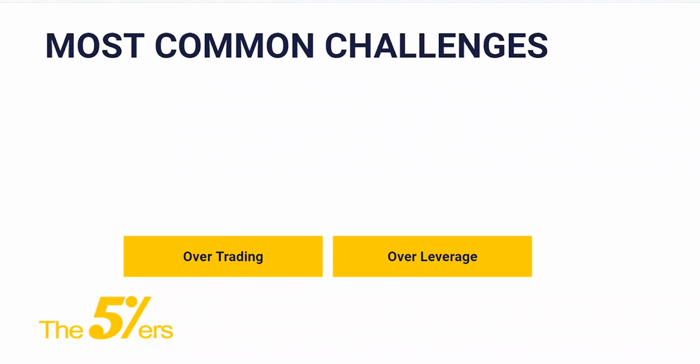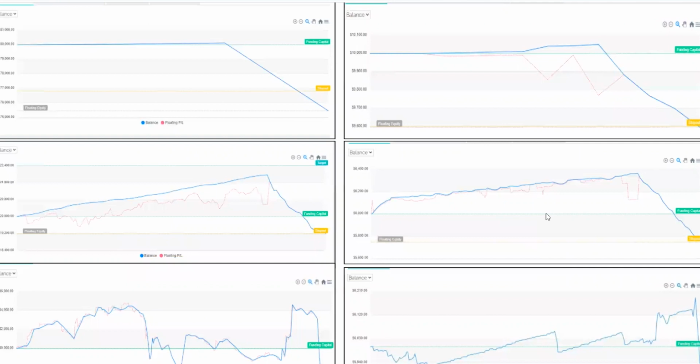Before we move on, I just want to show you some examples of charts from some of our traders, and every chart tells a story. So for example, we have a chart here. Let's look at this one. This is an 80K account, meaning this is a trader who already successfully passed the first level. Okay, this is a level 2 account.